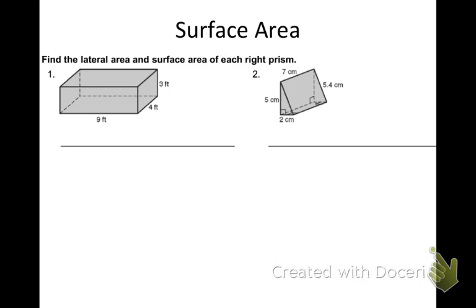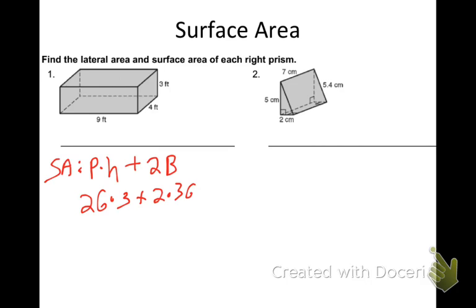All right. Number one here, we did these problems last time. So find the lateral area and the surface area. To find the surface area, you would take the perimeter times the height plus the bases, so plus both the bases there. The perimeter was 26. We had 26 times the height of 3 plus 2 times the base. The bottom base was that 36? So I had 26 times 3, which was 78, plus 2 times 36, which was 72. 78 plus 72, I had a surface area on this one of 150 feet squared.